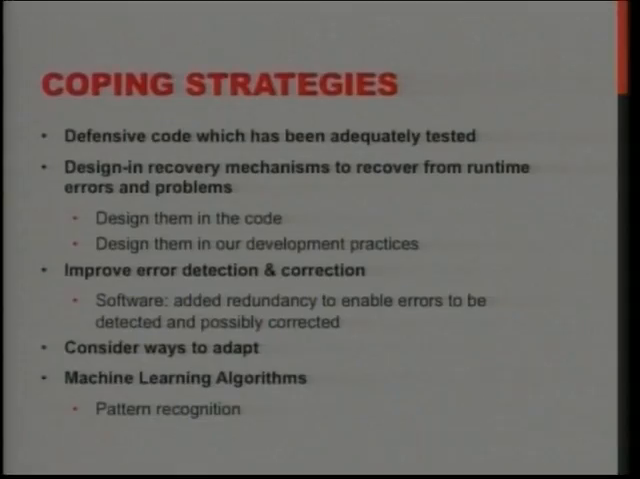So here's some suggested coping strategies. They're not the only ones. These are just ideas at the moment. So the first is the defensive code that makes sure that it has things like a whitelist rather than a broad acceptance. So a whitelist says, I'm only going to accept these things, everything else will be rejected, rather than having a blacklist says, I'm going to reject these things and accept everything else.